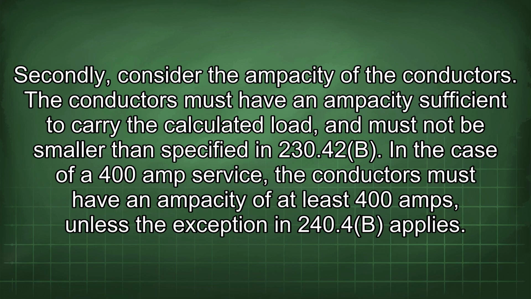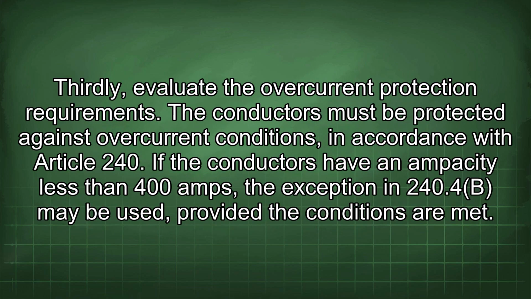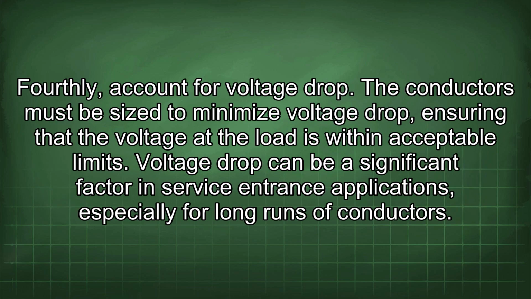The conductors must have an ampacity sufficient to carry the calculated load and must not be smaller than specified in 230.42(B). In the case of a 400 amp service, the conductors must have an ampacity of at least 400 amps, unless the exception in 240.4(B) applies. Thirdly, evaluate the overcurrent protection requirements. The conductors must be protected against overcurrent conditions in accordance with Article 240. If the conductors have an ampacity less than 400 amps, the exception in 240.4(B) may be used, provided the conditions are met. Fourthly, account for voltage drop.